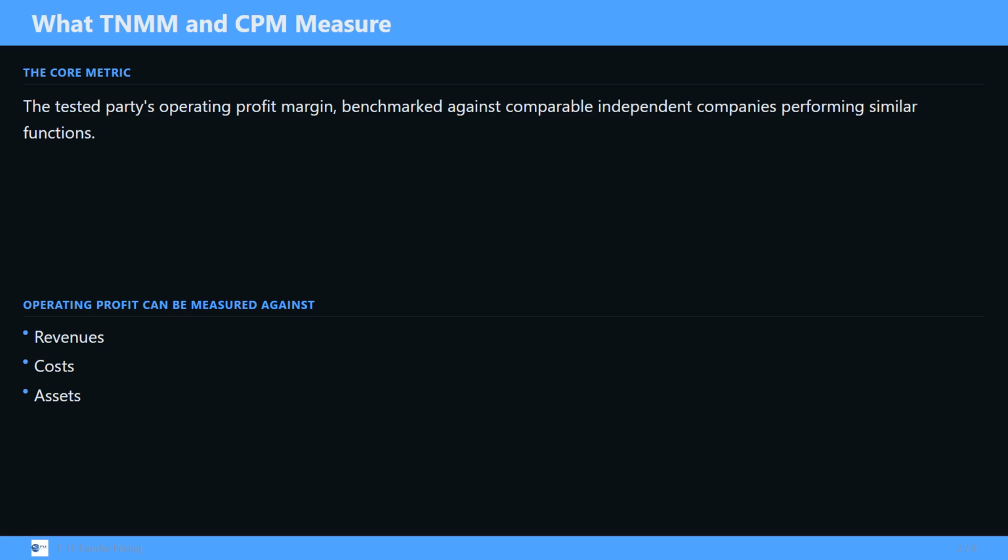TNMM and CPM measure the net profit margin, operating profit expressed as a share of revenues, costs, or assets. That net margin belongs to what is called the tested party. Once you have it, you compare it to the margins earned by comparable independent companies doing similar work under similar conditions.